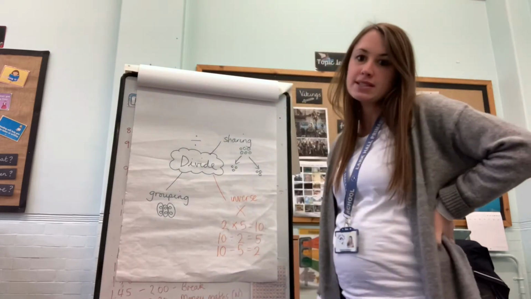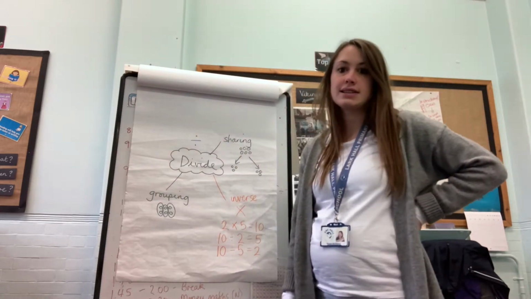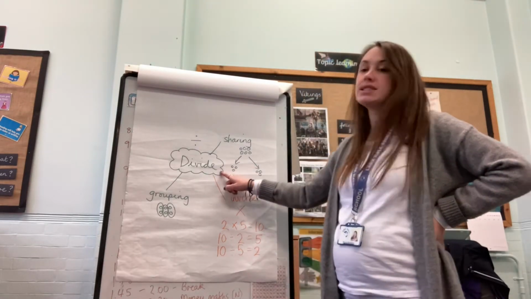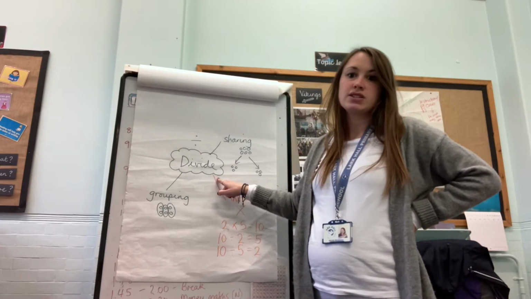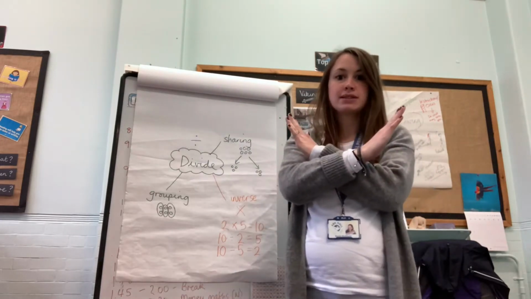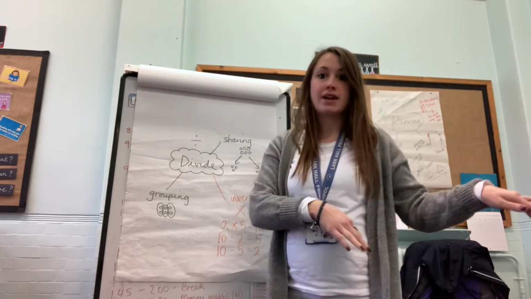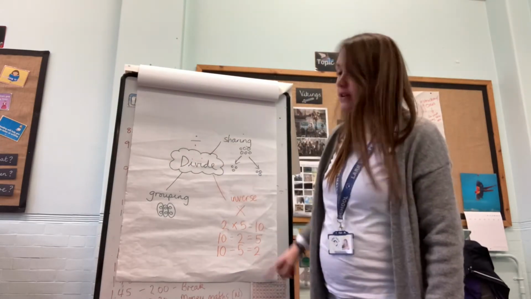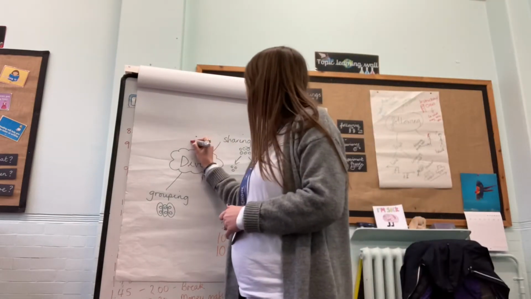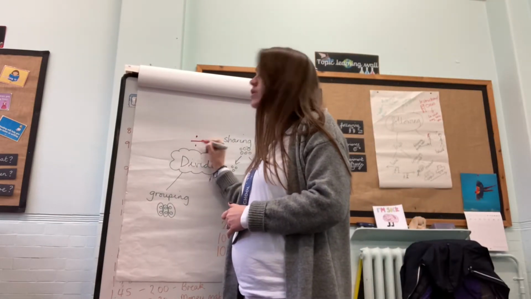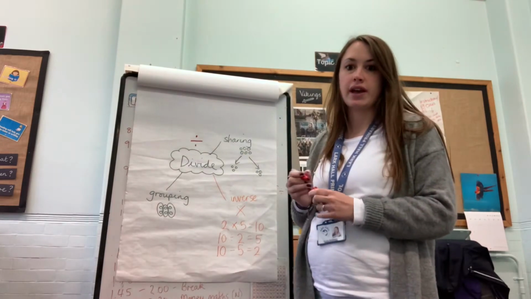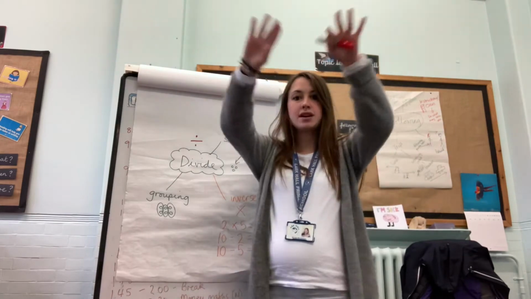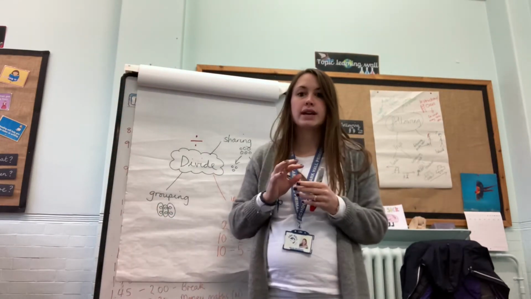So last week we started looking at multiplication, and this week we're going to start looking at the inverse of multiplication, which is division. Okay, so multiplication, which is times, the inverse, the opposite of that, is divide. So it's this symbol here. I don't know if you can see that, but it's a line with two dots.